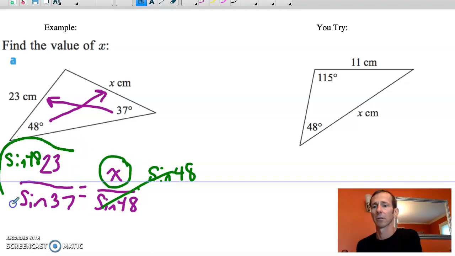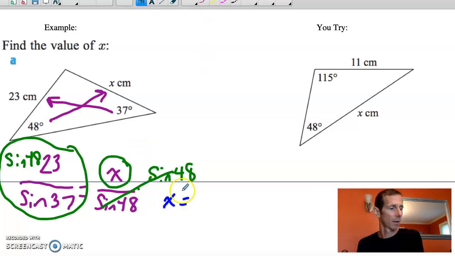This goes in your calculator, making sure that you are in degrees and that the 48 and the 37 are captured in the sine functions. And once I do that, with my calculator, I will get an answer of x equals 28.4 centimeters. And again, using some prior geometry, 48 is bigger than 37, so this side should be bigger than 23, and it is, so I feel pretty good about that.